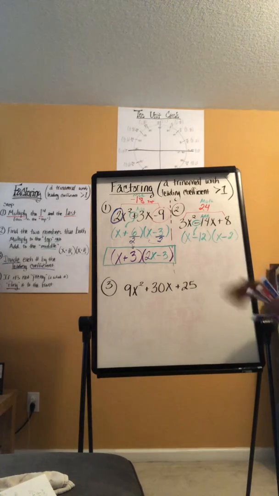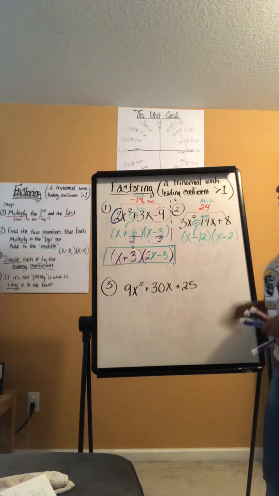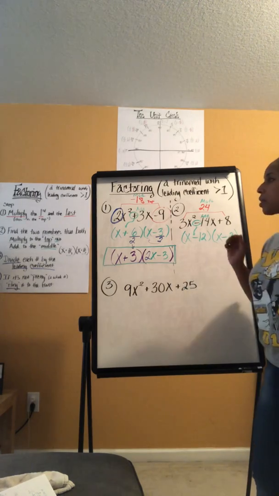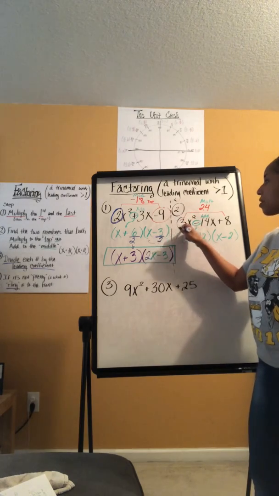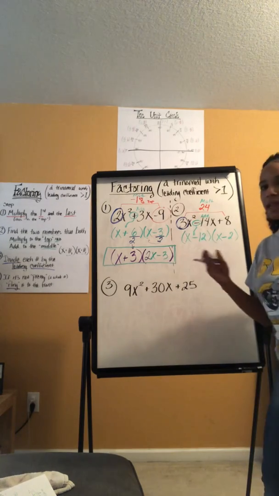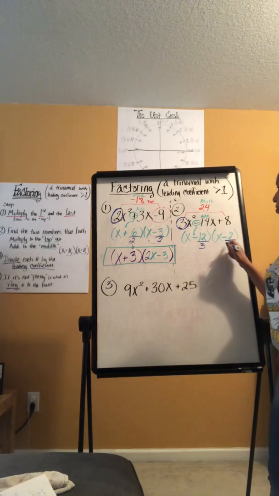All right, so that was step 2, to come up with the numbers that added to the middle and multiplied to the top. But remember, I was not done. I'm on to step 3, where I need to divide by the leading coefficient. And this time my leading coefficient is the number 3. So I will divide each number by 3.